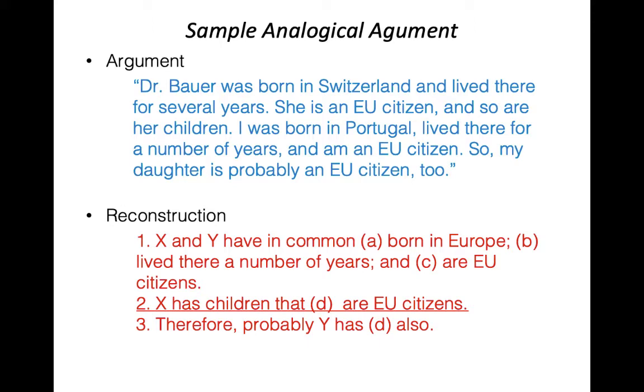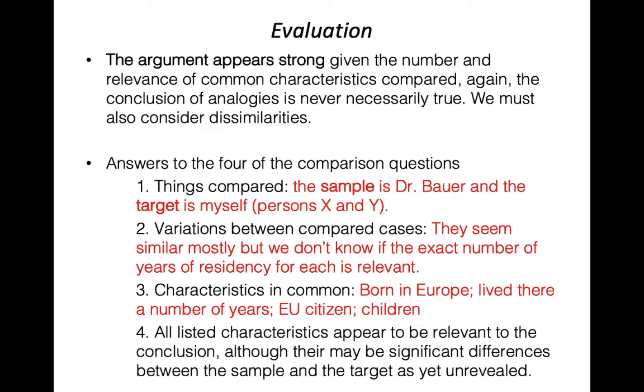Okay, so let's look at this argument. I think the argument appears strong given the number and relevance of common characteristics compared. Again, the conclusion of analogies is never necessarily true. We must always also consider dissimilarities. So let's look at those 4 comparison questions and the answers to those for this argument. The things compared: the sample is Dr. Bauer and the target is myself, persons X and Y.